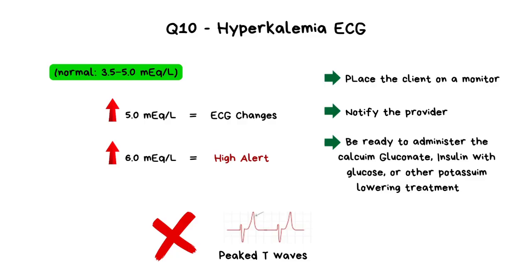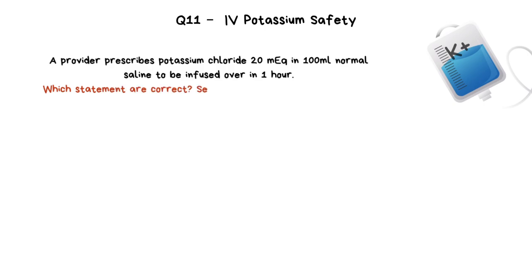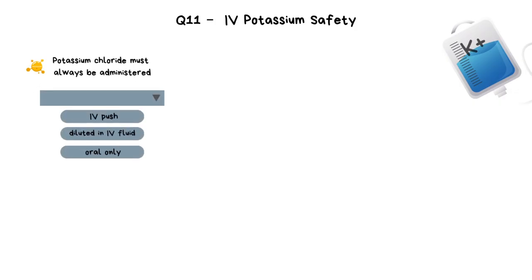Now let's move on to a drop-down question. A provider prescribes potassium chloride 20 milliequivalents in 100 milliliters of normal saline to be infused over 1 hour. Which statements are correct? Select the correct drop-down option for each blank. Potassium chloride must always be administered: IV push, diluted in IV fluid, or given orally only.